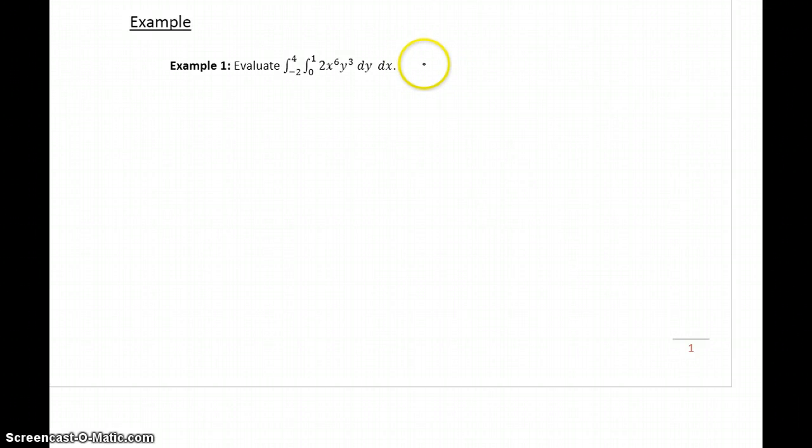Before we dive into that process, we'll just point out that there are two different approaches that you could use to solve this problem. The way it's written is that we're being told first to integrate with respect to y, then with respect to x. We could rewrite this as the double integral of 2x to the sixth, y to the third. Then we could flip the order of dx and dy.